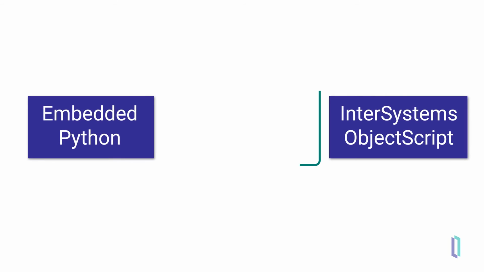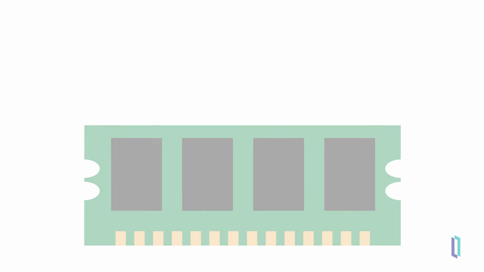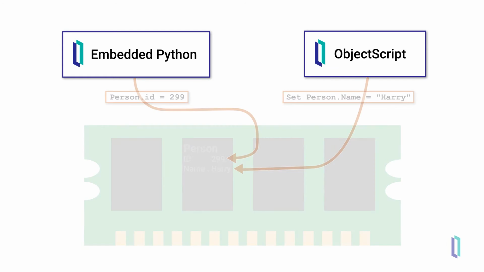This enables a new tier of interoperability between the two languages, allowing objects, methods, and even full code libraries to pass seamlessly between Python and ObjectScript contexts. Embedded Python acts directly on the InterSystems IRIS object in memory without ever interacting with a proxy object in ObjectScript. This dramatically improves speed and performance and reduces configuration complexity.